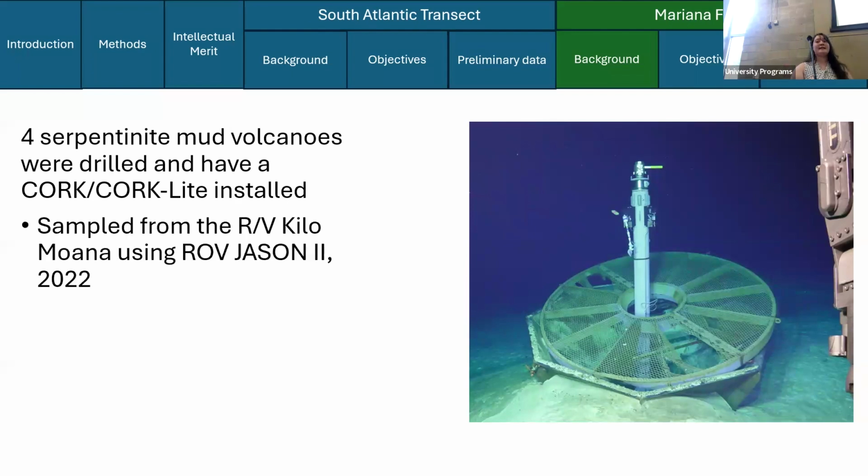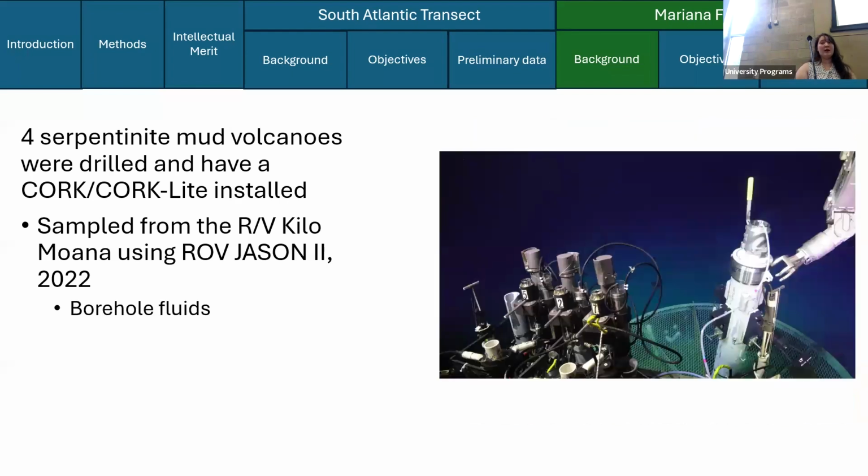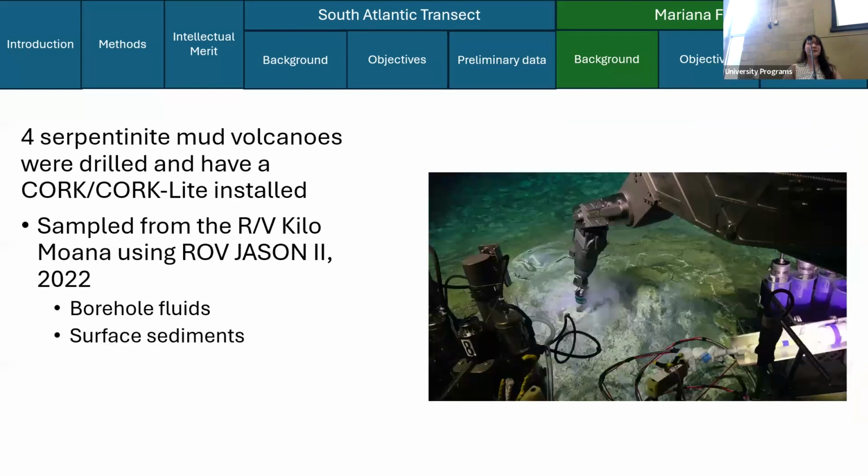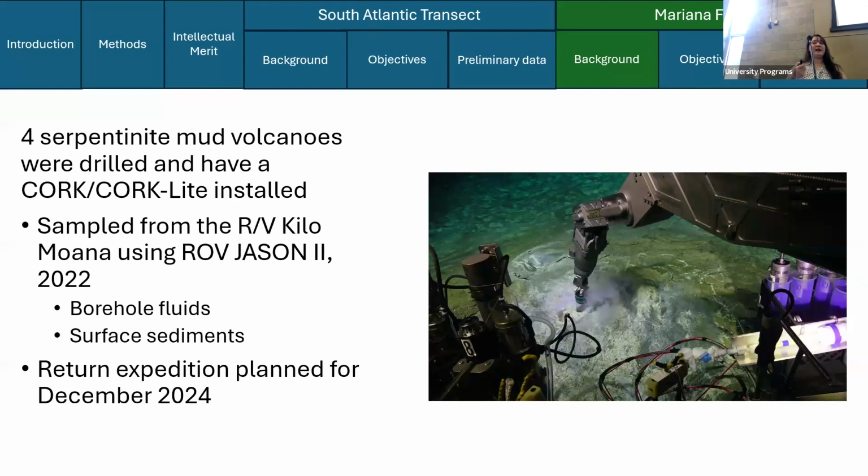And so we sampled in 2022 on the RV Kilo Moana using the ROV Jason out of Woods Hole. And we were able to sample borehole fluids as well as surface sediments through push cores. And we have an additional expedition planned in December of this year to go back and sample more fluids.